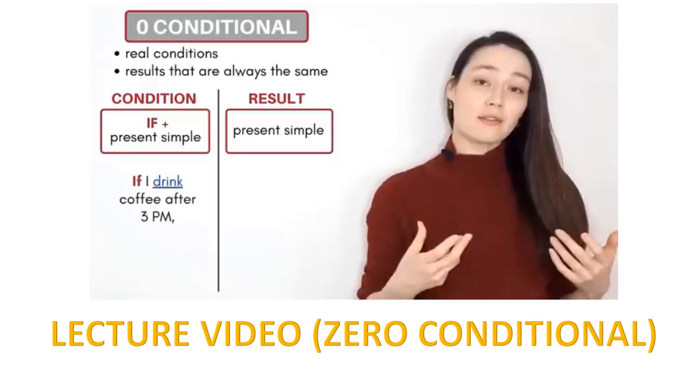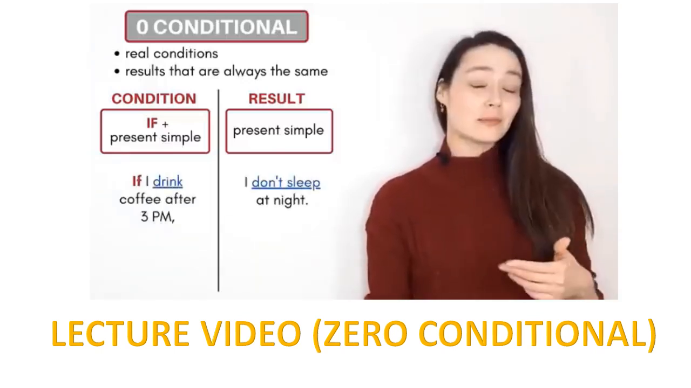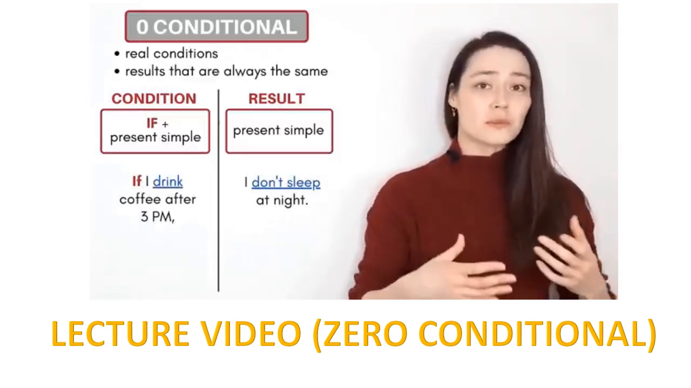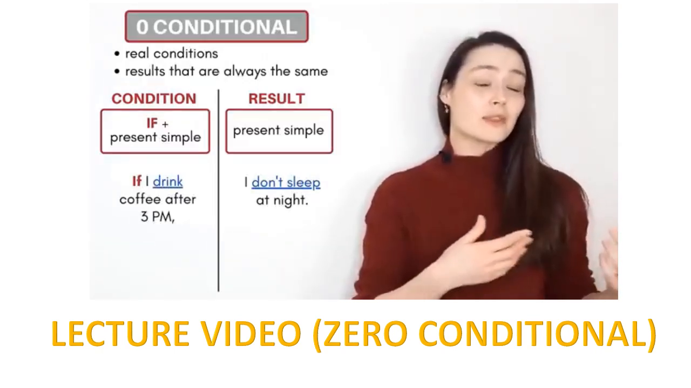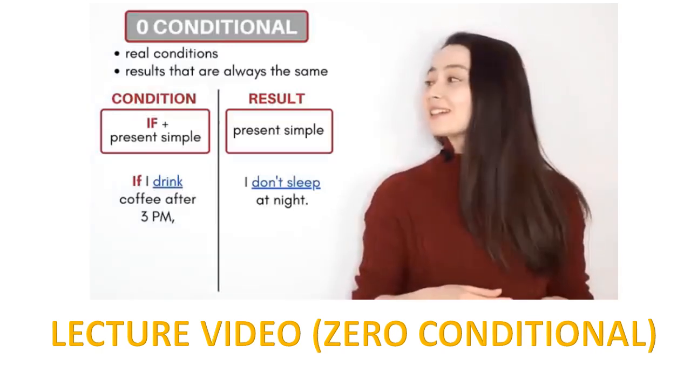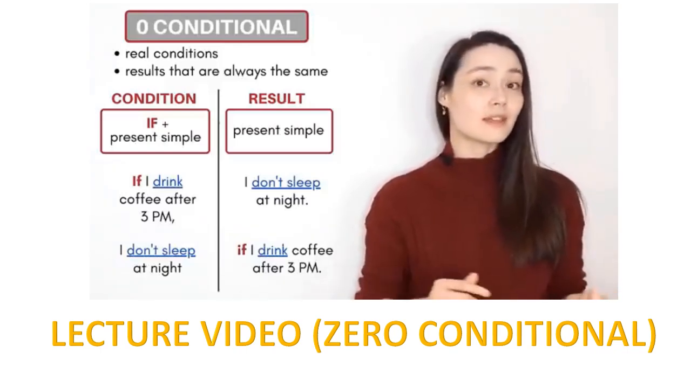If I drink coffee after 3 p.m., I don't sleep at night. If plus present simple, present simple. This is always true for me. It's always the same. Same in the past, same in the present, same in the future. I don't sleep at night if I drink coffee after 3 p.m. Same thing.